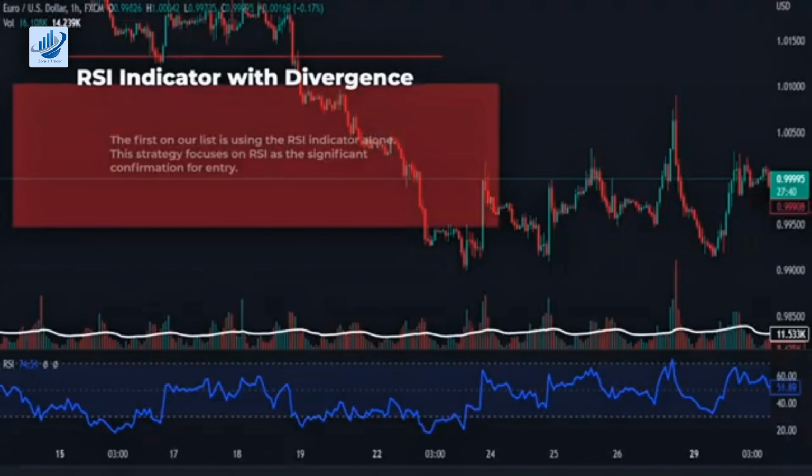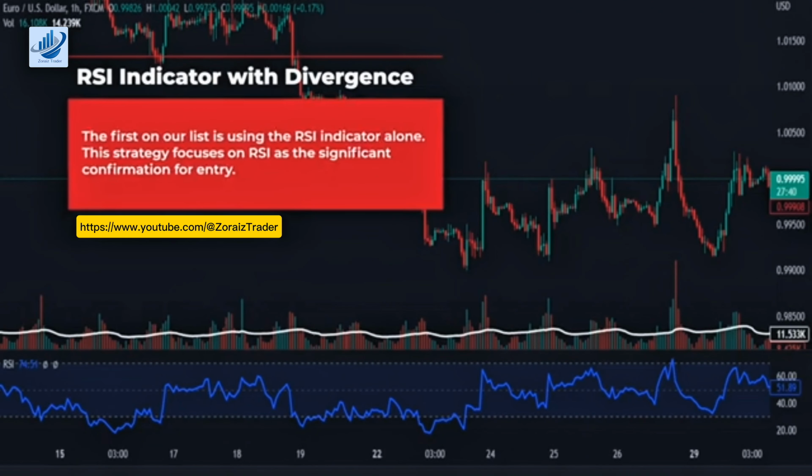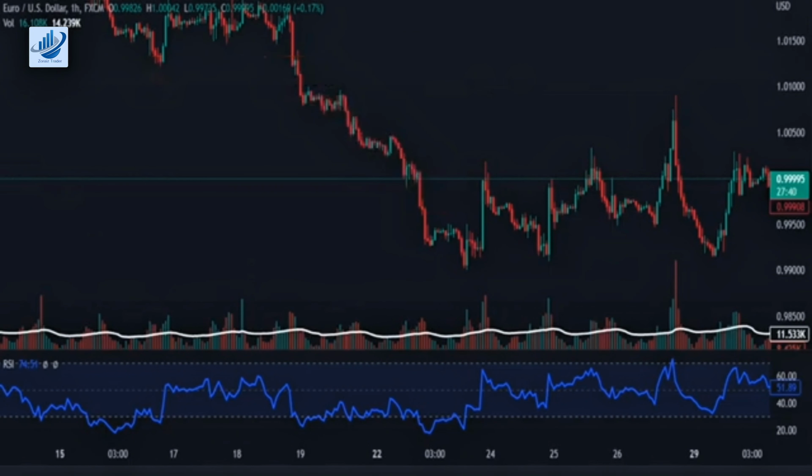The first on our list is using the RSI indicator alone. This strategy focuses on RSI as a significant confirmation for entry. Let's go to the chart. This strategy works on all time frames, but for this video, we will use it in 1 hour time frame. Now apply the RSI indicator and the volume indicator. Your chart should look like this. Now that we are all set, let me discuss the entry condition.